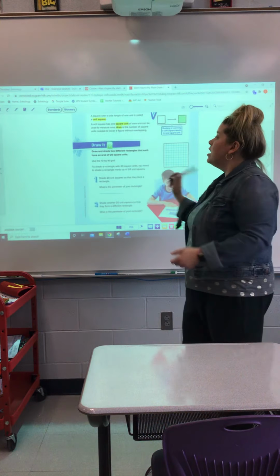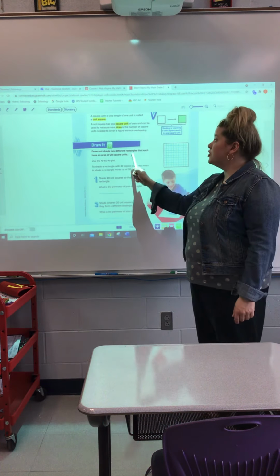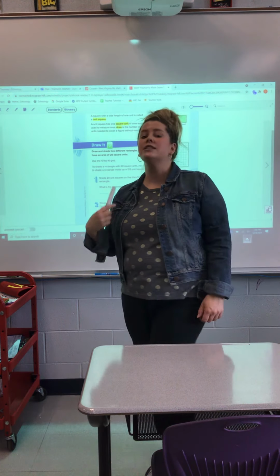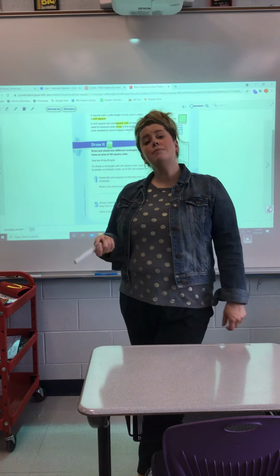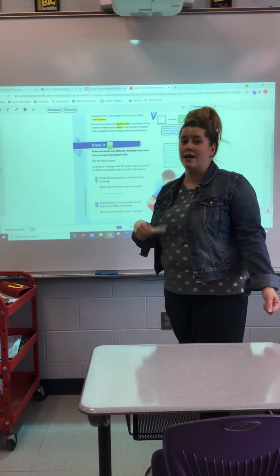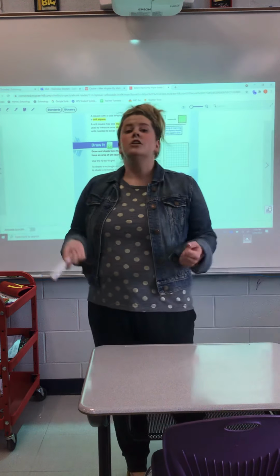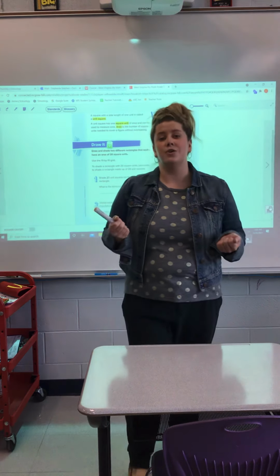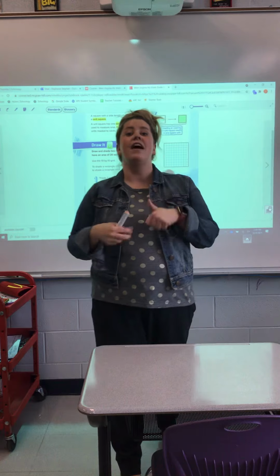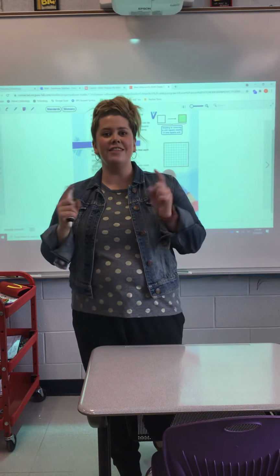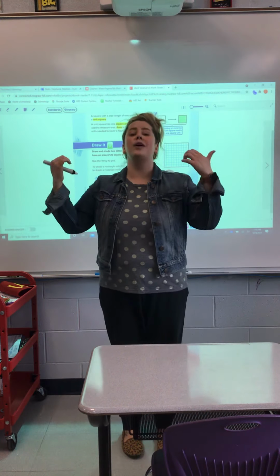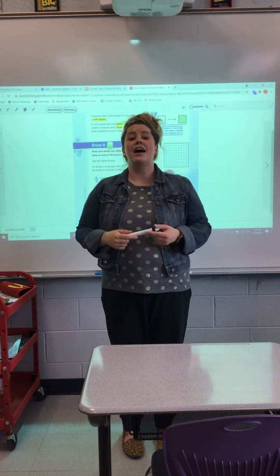Draw and shade 2 different rectangles that each have an area of 20 square units. So that means we need to draw a shape that would have 20 of these squares in it, okay? So the first step that we need to do is figure out how many rows our rectangle needs to have and how many columns. And this is where multiplication becomes so important, okay?